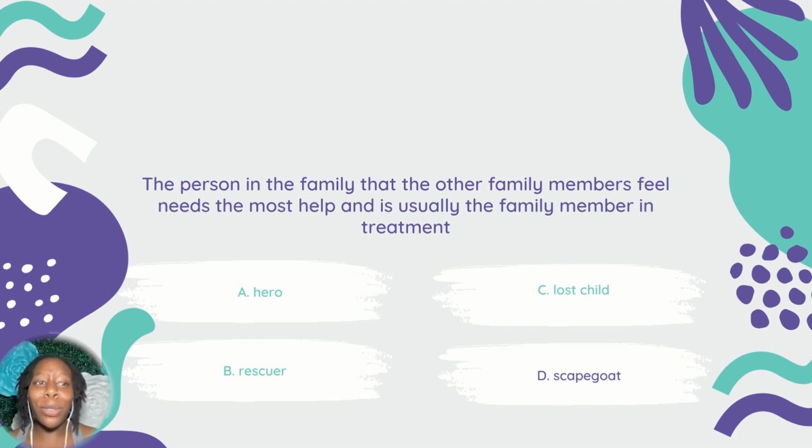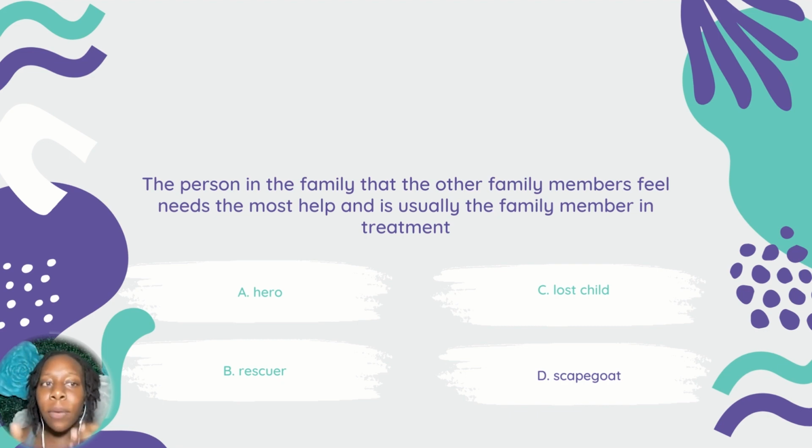The scapegoat is usually the black sheep. They are usually the problem child. They are the one keeping up the most ruckus. The family is like, oh my gosh, what are we going to do with this family member? Because they need so much help. They need around the clock case management. They need an entire team just for themselves.